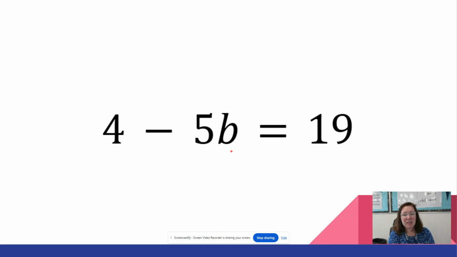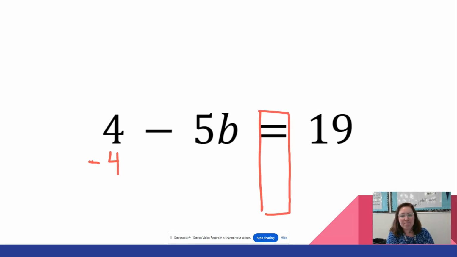Our goal is to get b by itself, so first we have to get rid of the number not squished with it, not the best friend. So in this case, further away is that 4. It's a positive 4. So the opposite of a positive 4 is a minus 4 on both sides of this equal sign. 4 minus 4 is 0. So now we have a negative 5b, because of this symbol, negative 5b equals 15.